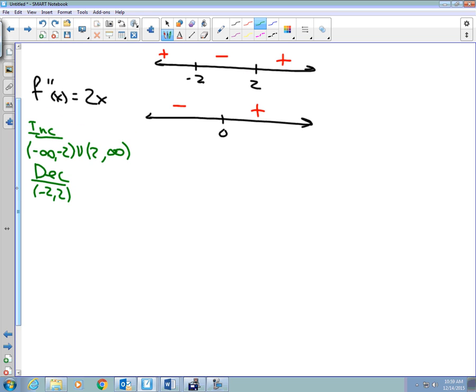We can also talk about concavity. Concave up and concave down. Where's it concave up? Wherever the second derivative is positive. The second derivative is positive from 0 to infinity. The second derivative is negative from -infinity to 0.